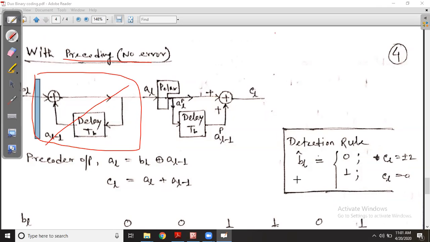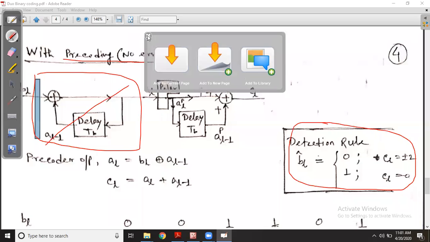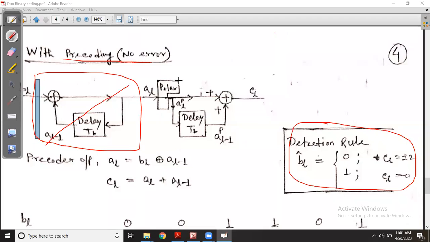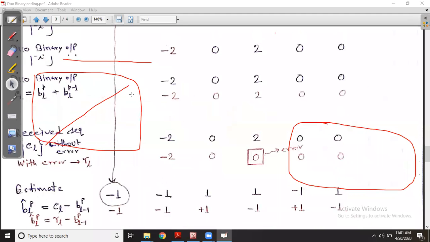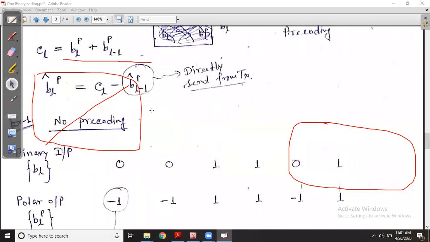One more thing, that is the detection rule. This is the fixed detection rule for this kind of duo binary. This duo binary is actually known as differential encoding. It's in your syllabus, listen: differential encoding. So this is your duo binary, this is your actual duo binary, without any pre-coding block.